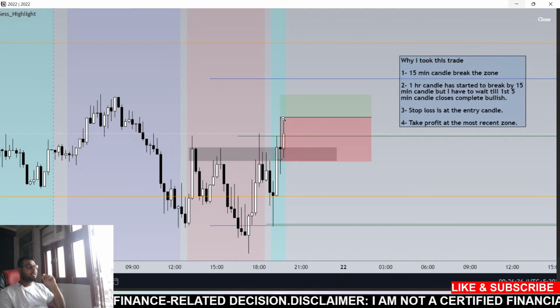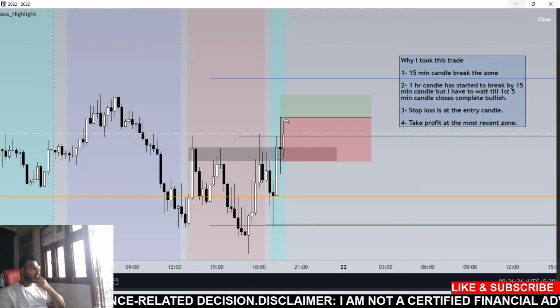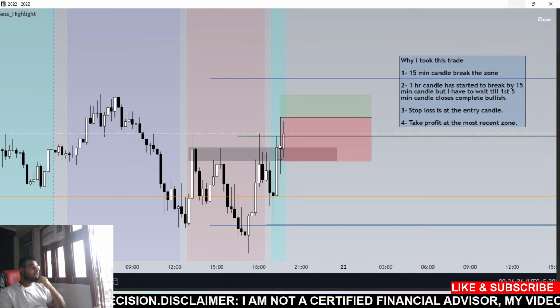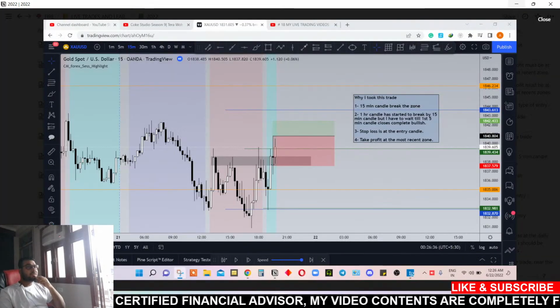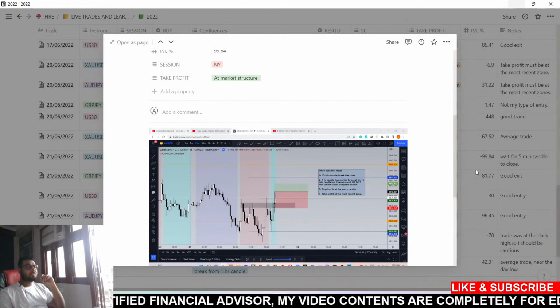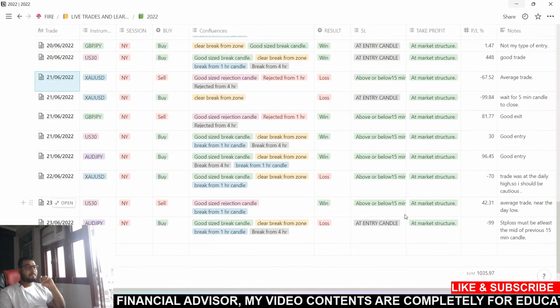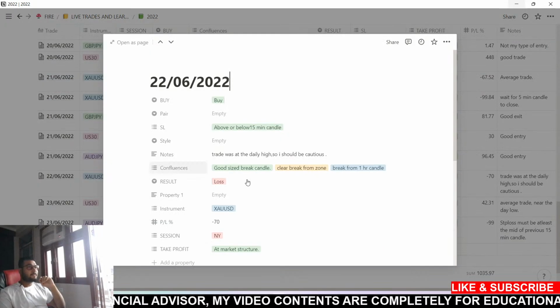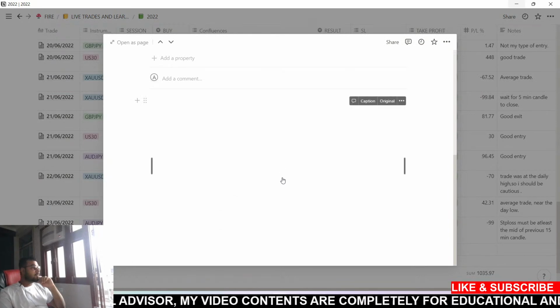What I did, I tried to take the entry and placed my stop loss below the entry candle, and from here only the candle came down and took me out. In general, I used to place my stop loss somewhere around this area. These were the changes which I made, and some losses were very.